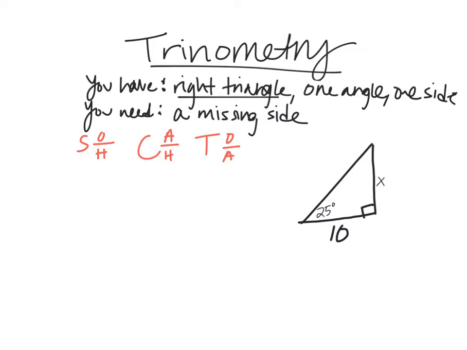Today our goal is to solve for a missing side, given that you have a right triangle. Notice I've underlined that because it's real important. You can only do this if you have a right triangle, so look for that square in the corner, please. One angle and one side. You have to have those three things, and then you can solve for a missing side.